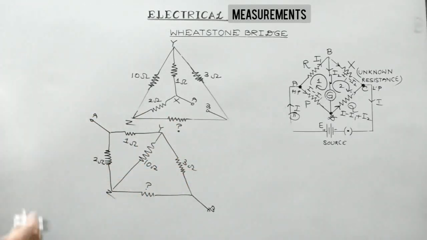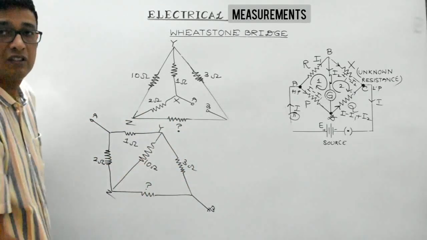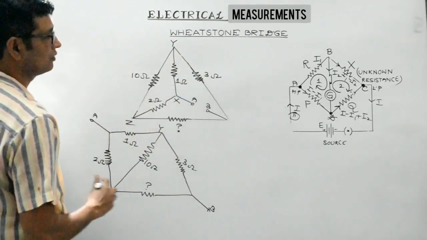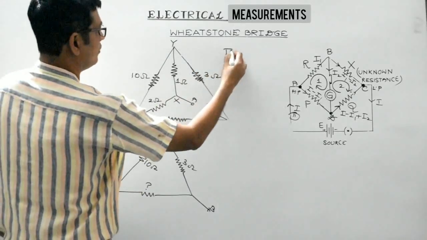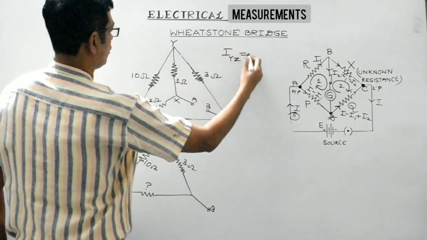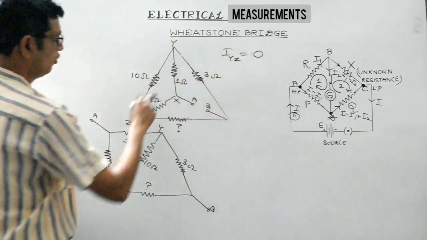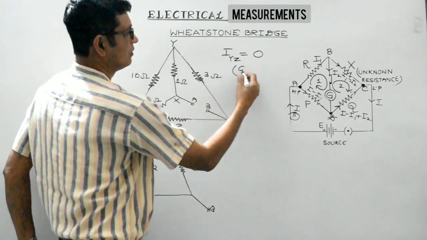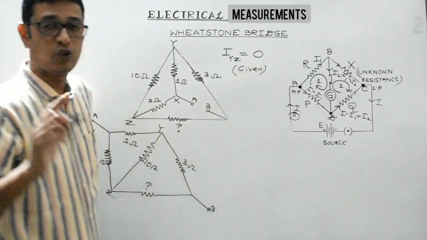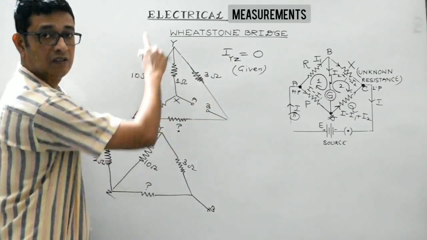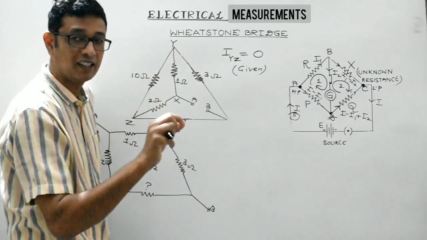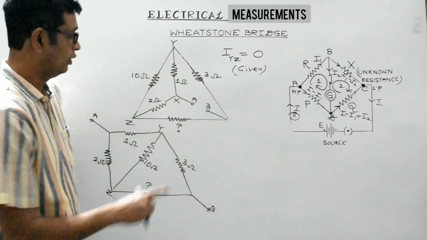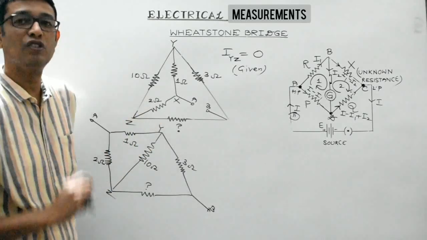Now it becomes very simple. Now check whether it is balanced or not. And it is given, in the question it is given that no current flows through the branch YZ. It is given. So I repeat the question, students. This circuit is given and it is also stated in the question that the current flowing through the branch YZ is 0. You are supposed to determine the value of this unknown resistance.